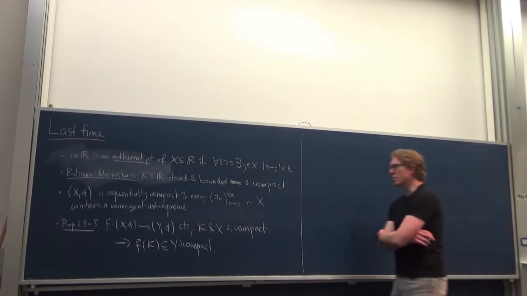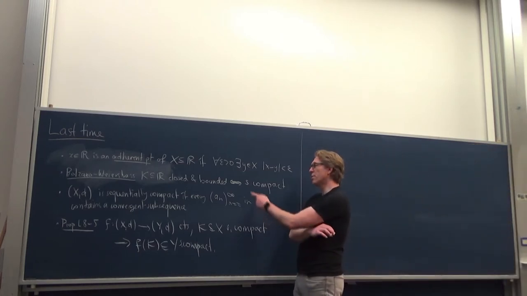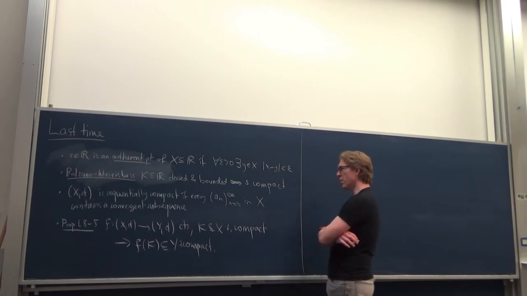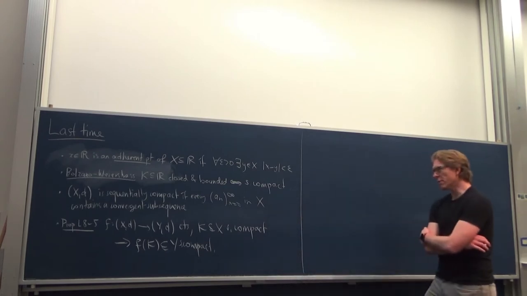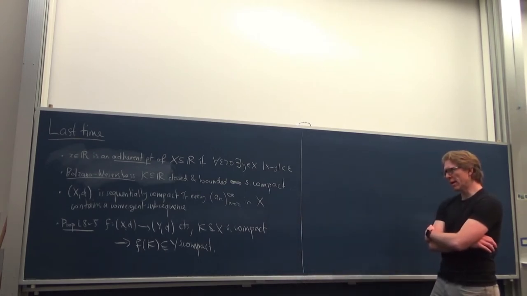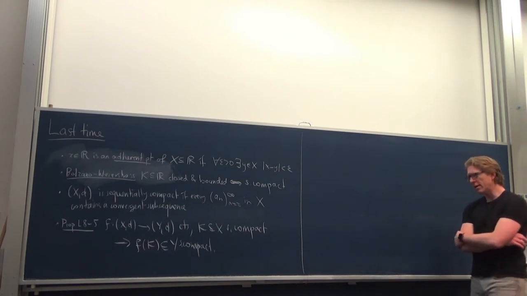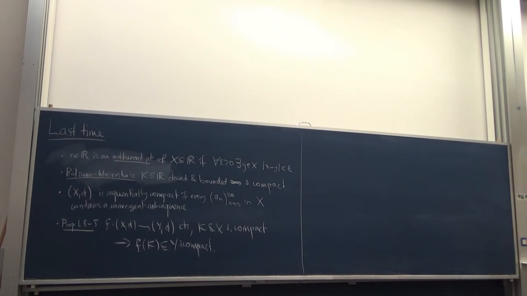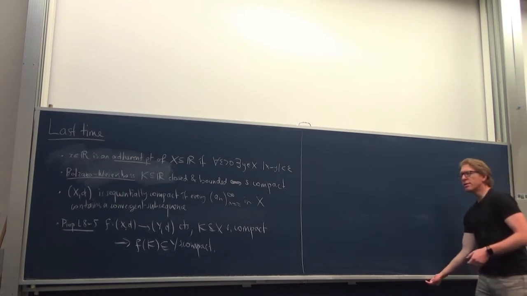We talked about one direction in Bolzano-Weierstrass, so that a subset of R is closed and bounded if and only if it's sequentially compact, so I defined that. So a subset, or say a metric space, is sequentially compact if every sequence contains a convergent subsequence. And we finished by proving that the image of a sequentially compact subset under a continuous map is again sequentially compact.